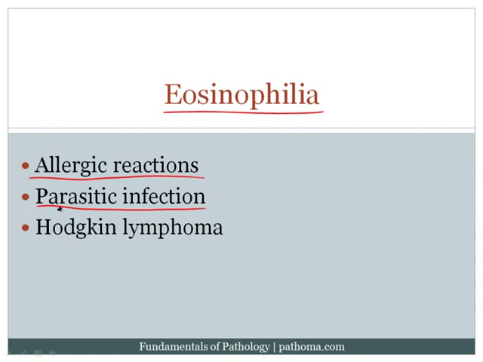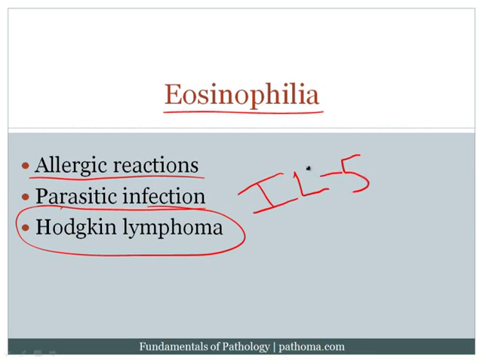One very high yield association for eosinophilia is Hodgkin's lymphoma. In a subset of patients with Hodgkin's lymphoma, there is an increased number of eosinophils both associated with the tumor and circulating around in the blood. And examiners like you to know that the mechanism by which this eosinophilia occurs is increased IL-5 production. So in the case of Hodgkin's lymphoma, the mechanism by which the eosinophilia occurs is increased IL-5 production.